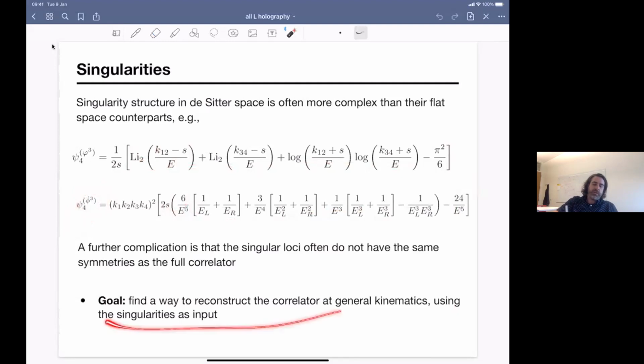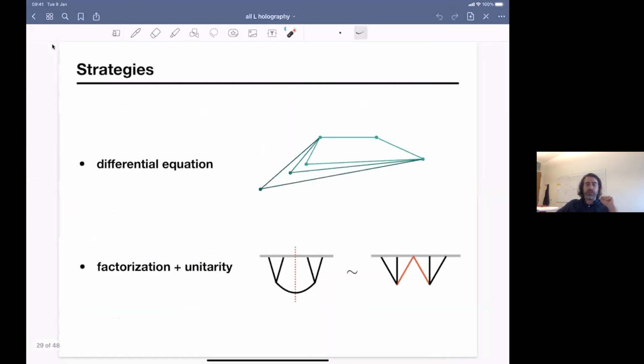Okay, good. Roughly speaking, the goal is we want to extend the correlator or the wave function away from these singularities that I was telling you about. If I have time, I will tell you about two broad philosophies towards doing this, although I suspect I won't have time.